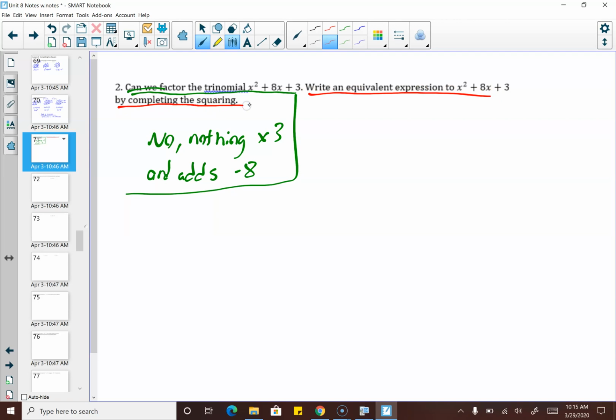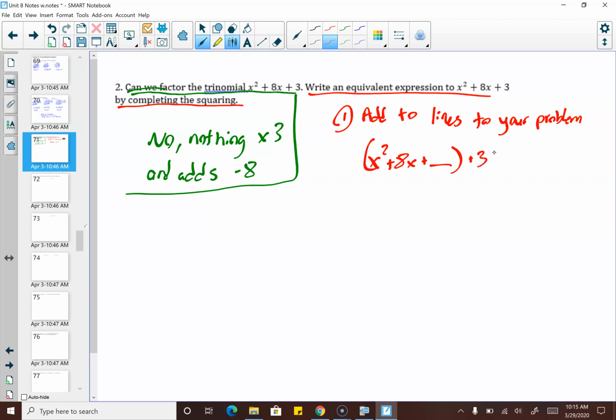Okay, so the first thing you want to do, step one, you want to add 2 lines to your problem, and they go in the same spot every time. So we're going to have x² + 8x, and that's where your first line goes, and you're going to wrap that piece in parentheses. Then you'll keep your + 3 on the outside, and then you're going to have to do minus a line. So the first line is always going to be plus, the second line is always going to be minus.